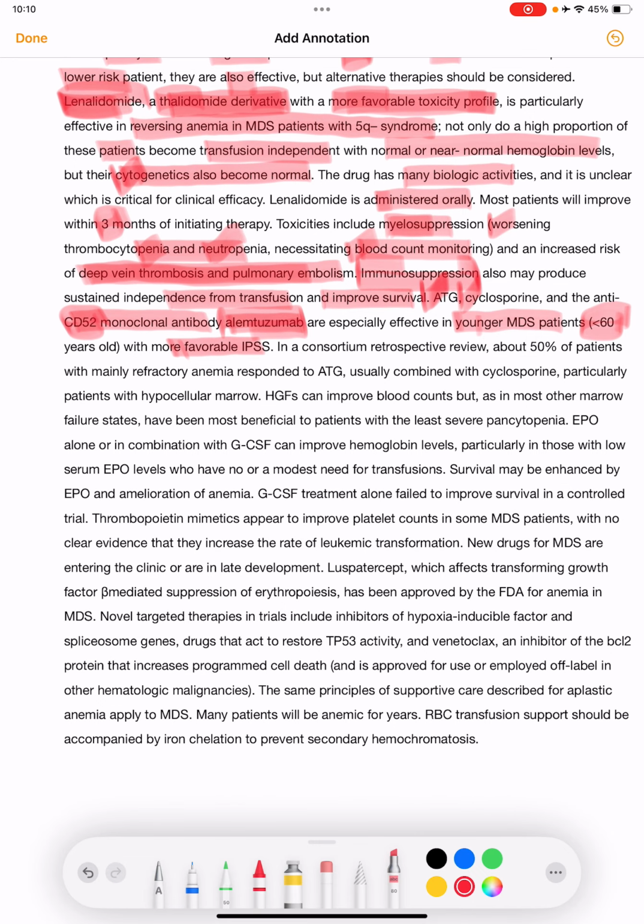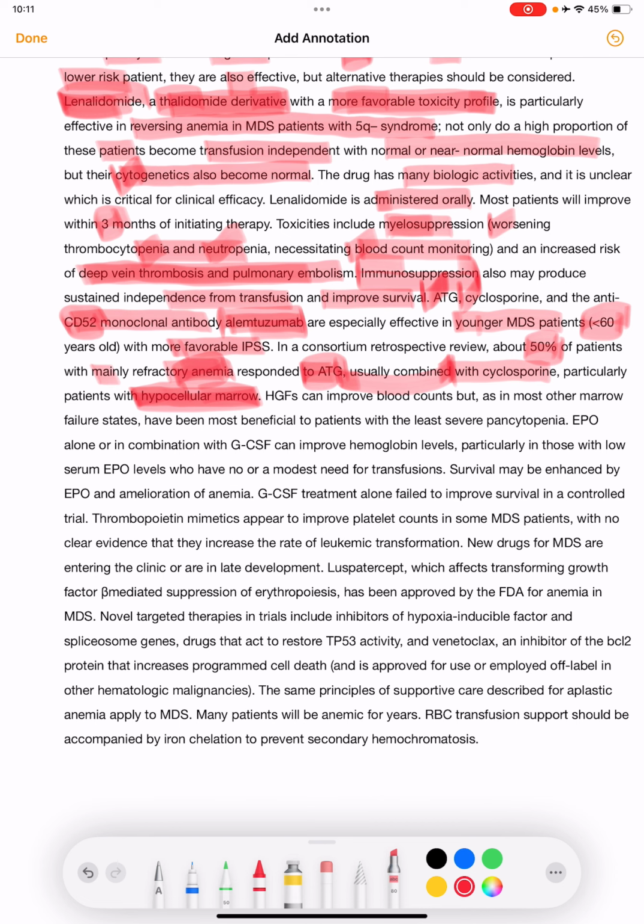So in a consortium retrospective review, about 50% of patients with mainly refractory anemia responded to ATG, usually combined with cyclosporin, particularly patients with hypocellular marrow. Supposing patients are having hypocellular marrow, so what is given? ATG, usually combined with cyclosporin, and it is given to those patients who are mainly having refractory anemia. So 50% of these patients have responded.